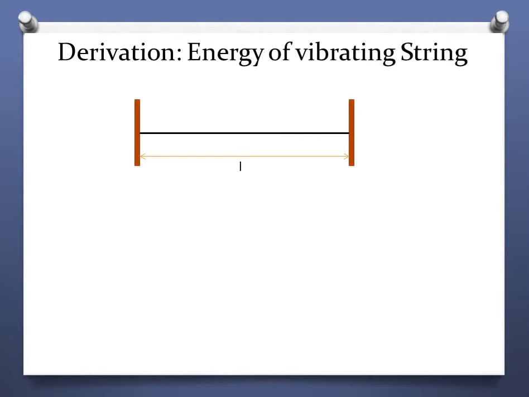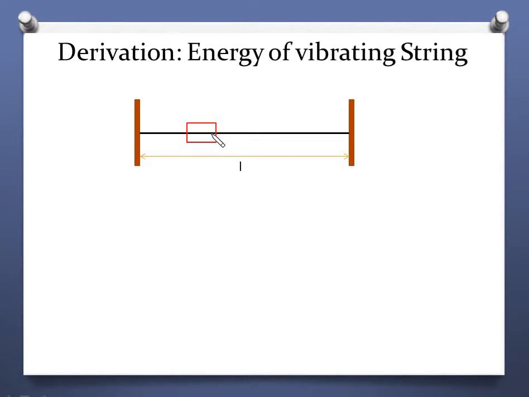So, this is the schematic of a string of length L fixed at both ends. Now, suppose you want to create a wave in it, then what will we do? Basically, we will displace the string from its original position. While displacing, we just hold at any point, suppose around the element dx, and then we will pull it and then we will leave it.